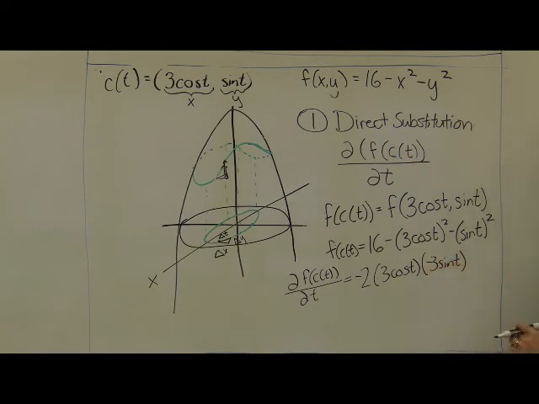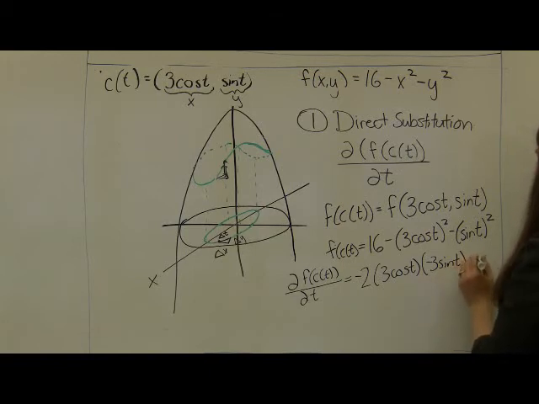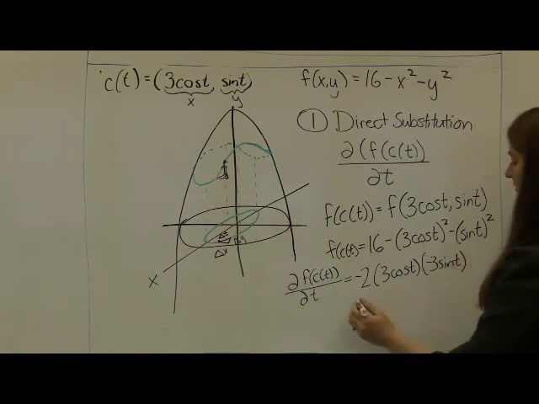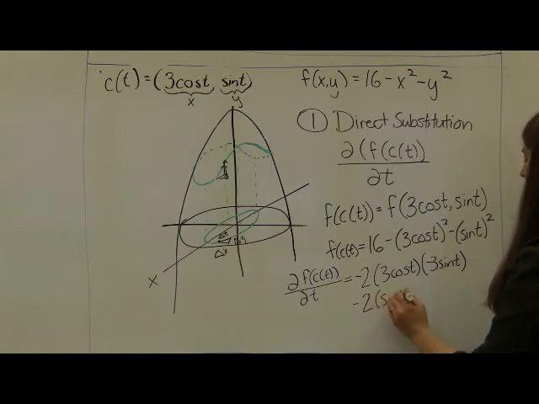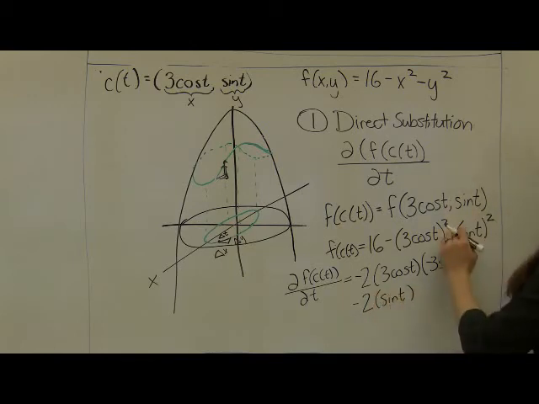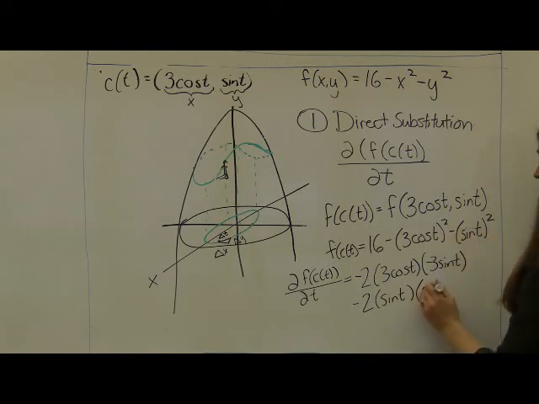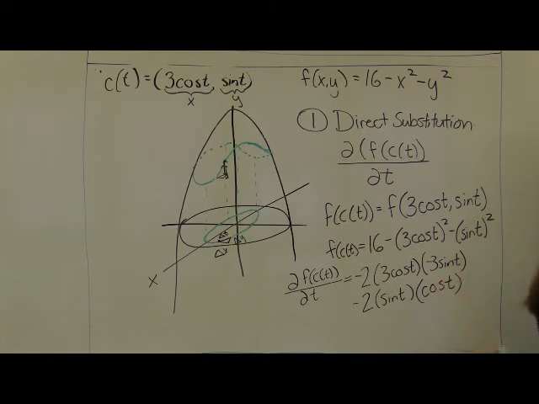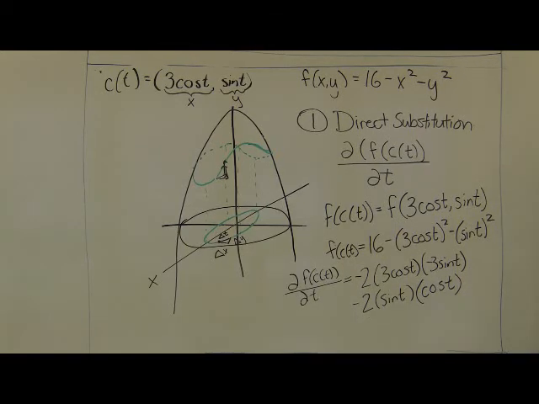Gosh, I ran out of space a little bit. And now the derivative of my second component, again I'm going to have to use chain rule, and I get minus, maybe I'll continue it down here, minus 2 sine t times the derivative of the inside function. The derivative of sine of t is cosine of t. And we can do a little bit of algebra to be able to simplify this.